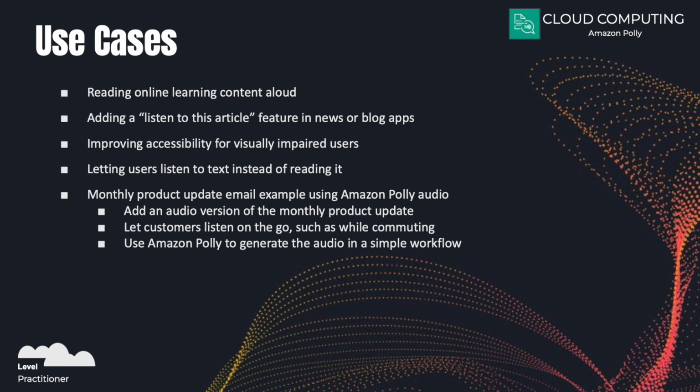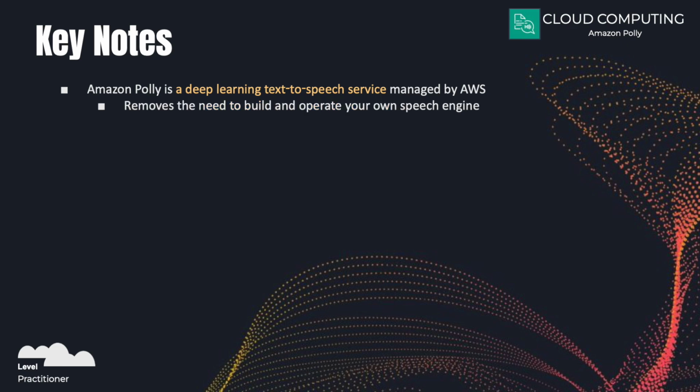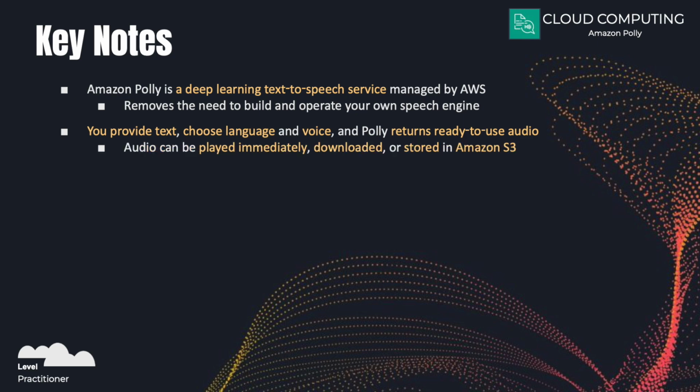Anytime you have text and you'd rather let people listen to it instead of reading it, Polly is a straightforward way to automate that. Before wrapping up this video, let's summarize the main things you should remember about Amazon Polly. First, it's a text-to-speech service that uses deep learning to generate natural-sounding voices so you don't have to build your own speech engine. You provide text to it, choose a language and a voice, and Polly returns audio that you can play right away, download, or store in Amazon S3 for later use.